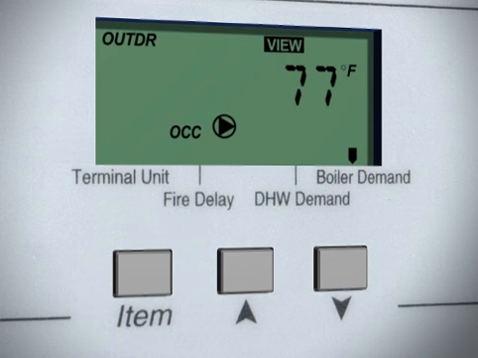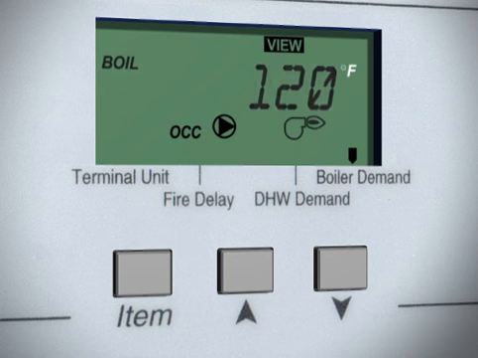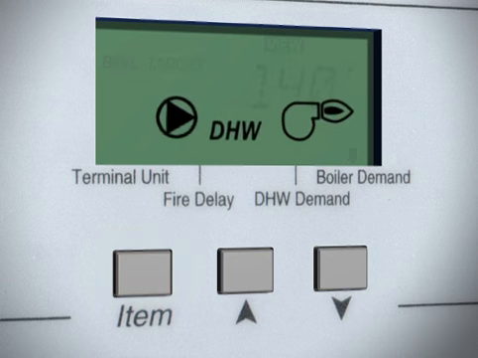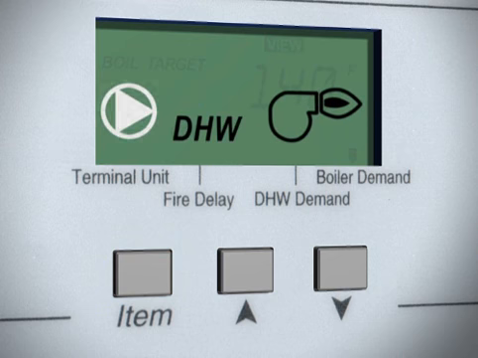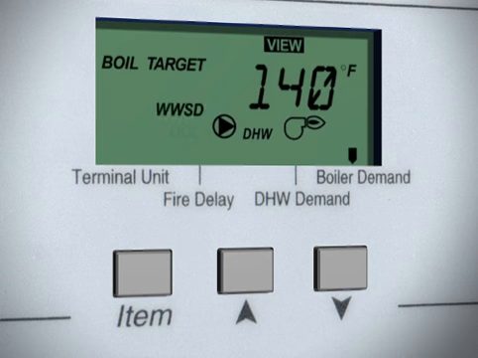Observe the information provided, such as outdoor temperature readings, the boiler temperature measured by the boiler sensor, boiler target temperature, and symbols regarding current operation of domestic hot water pumps, boiler pumps, and the burner. Some items may not display depending on the access level, sensor inputs or settings, etc.